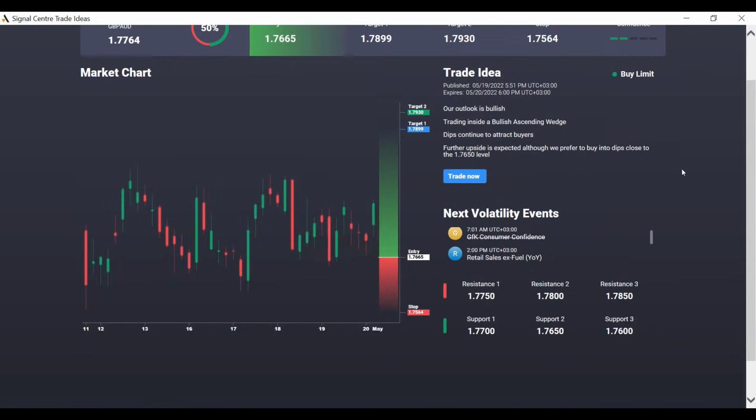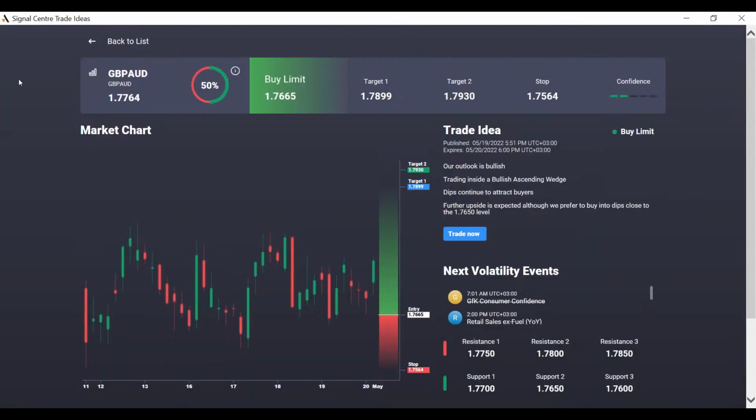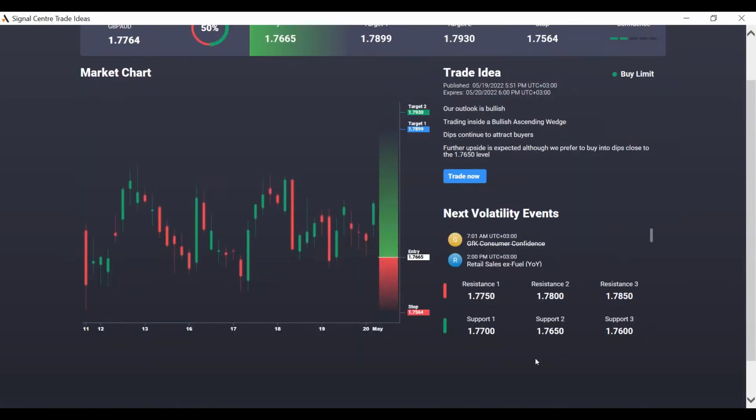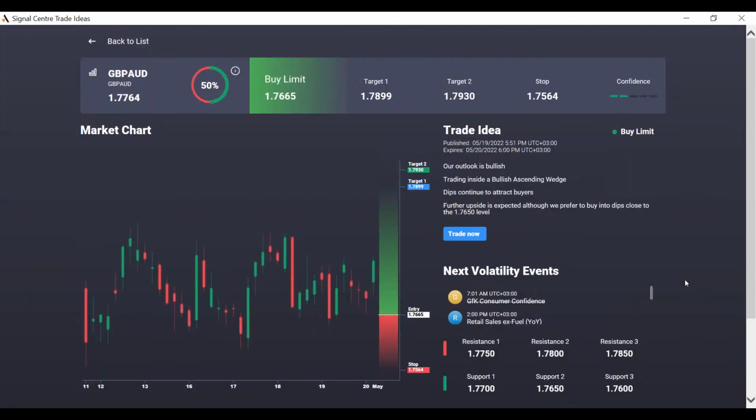Within this page, it also shows you some of the upcoming volatility events that would potentially stir some movement in this particular contract that we're looking at. And this final portion here is just to give you a bit more idea of the potential resistance and support levels if you wish to do more study on your own.